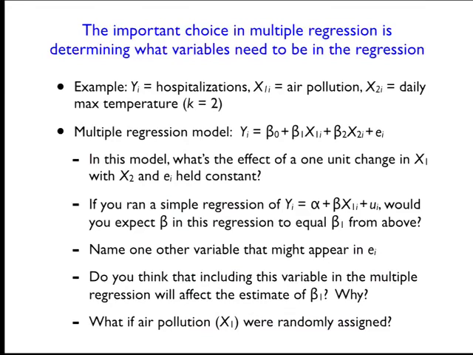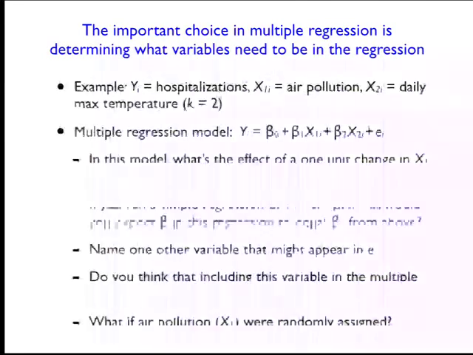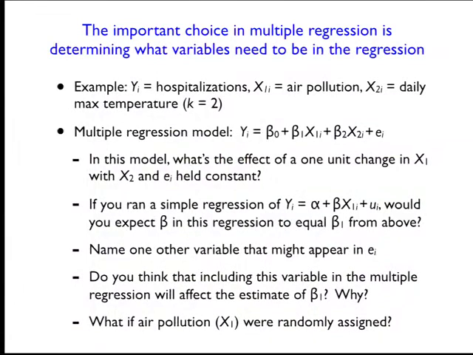But for x1, I don't think there's any reason to believe that air pollution would necessarily be correlated with crime rates. So given that, for the next question, do you think that including that variable in the multiple regression is going to have a substantial impact on beta 1? And that is because it's not correlated with x1?